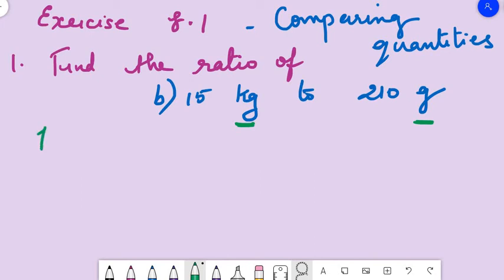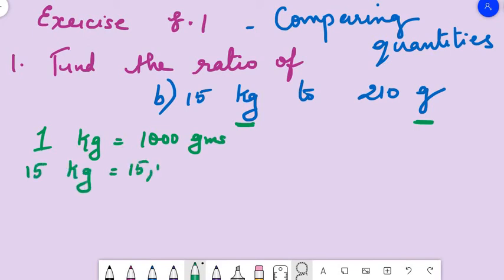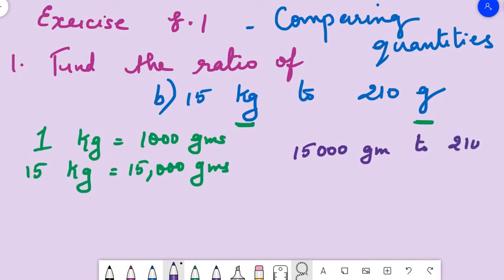We know that 1 kilogram is equal to 1000 grams. So how much is 15 kg? 15 kg can be expressed as 15,000 grams. So now it is easier to find the ratio between these two quantities. I can rewrite it as 15,000 grams to 210 grams, which is 15,000 is to 210.